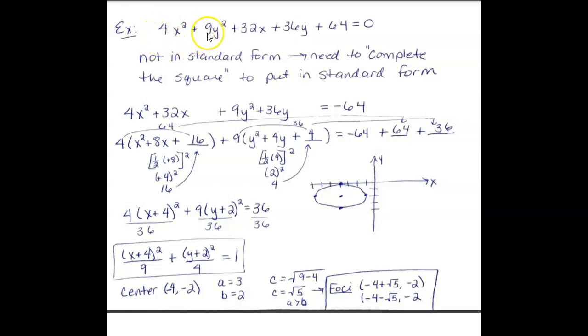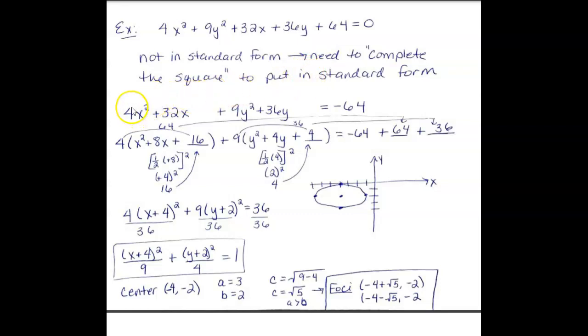But since they're not the same, but they're both positive, that's how we know it's an ellipse. All right, so if it's not in standard form and it looks like this, where I have an x squared term and an x term, and I also have a y squared term and a y term, we're going to have to complete the square to put it in standard form.